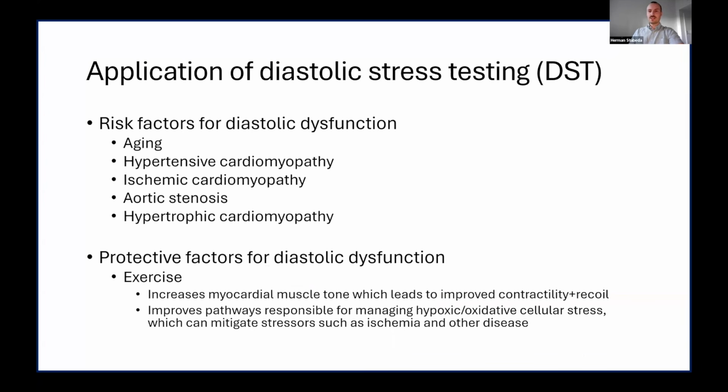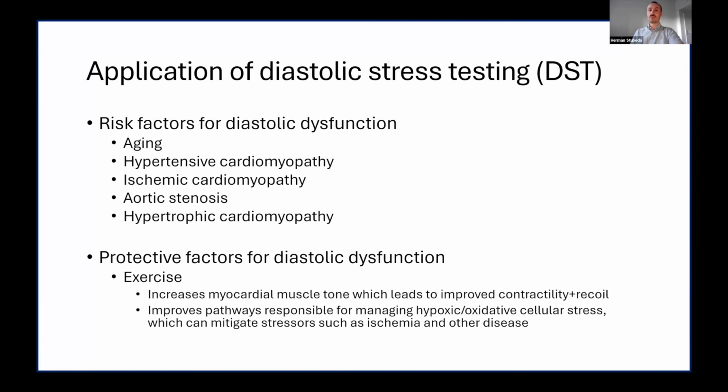So some of the risk factors for developing diastolic dysfunction: age is the biggest contributor. Age is really sort of the bane of cardiology practice, as it drives so much of cardiac pathology. It's really the biggest risk factor for most cardiac disease. However, there are also some preventable risk factors, such as hypertensive cardiomyopathy and ischemic cardiomyopathy, and a little bit less preventable ones, such as aortic stenosis and hypertrophic cardiomyopathy as well.